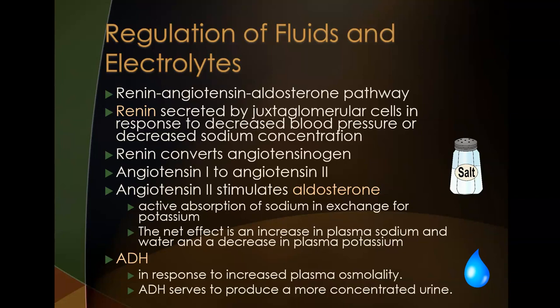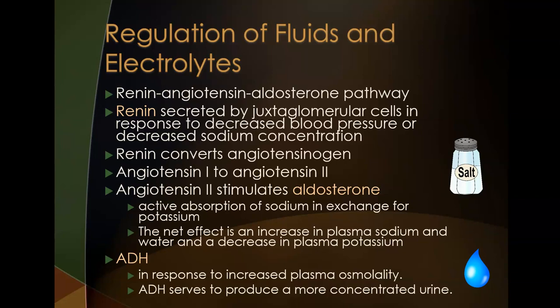And then aldosterone is going to go over to the kidneys and promote the active absorption of sodium in exchange for potassium, which means that for every sodium molecule that moves from the filtrate back into the blood, it will get rid of a potassium from the blood into the filtrate. So it has to do this equal exchange of positive for positive ions. And so the net effect is an increase in plasma sodium.